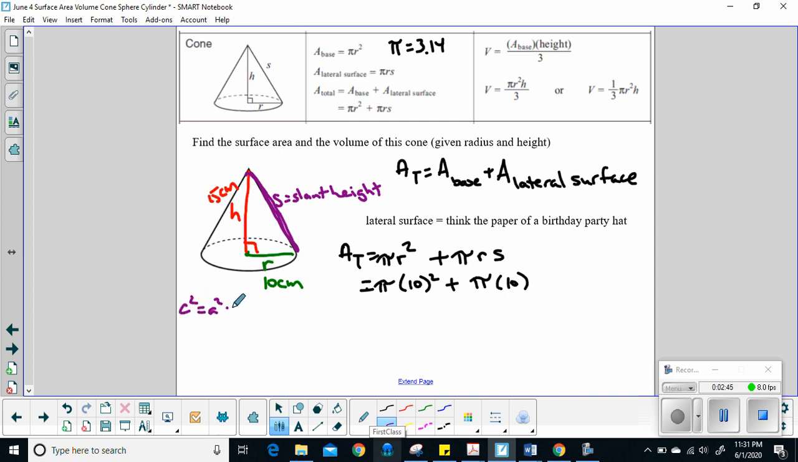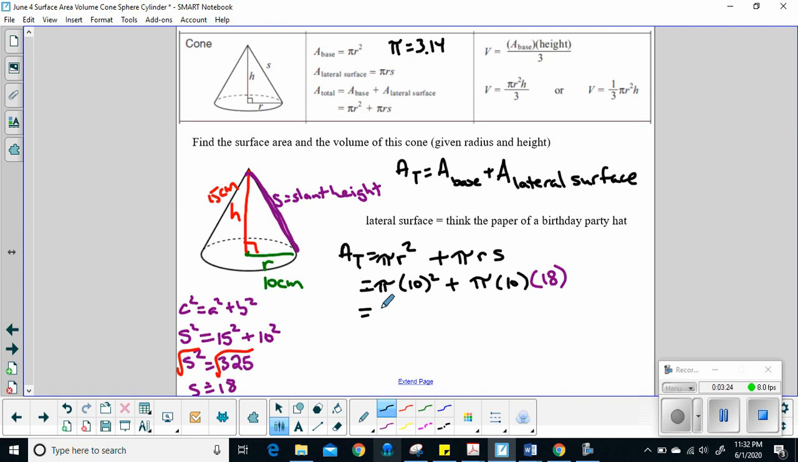c squared equals a squared plus b squared. So in this case, c is my hypotenuse, which is my slant height, equals one of my sides, which is 15 squared, plus my other side, which is 10 squared. So 15 squared plus 10 squared equals 325. So s squared equals 325. Square root both sides. Second function, square root, 18. So we'll round that to 18. So my slant height is going to be 18.